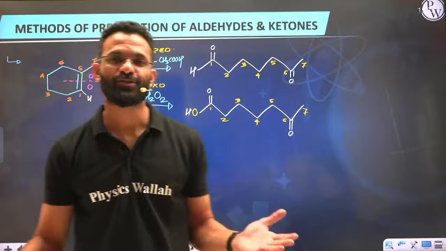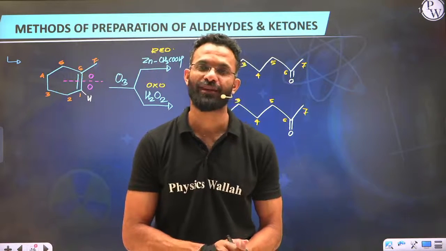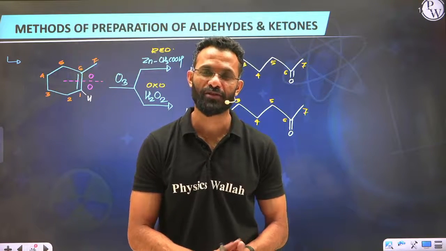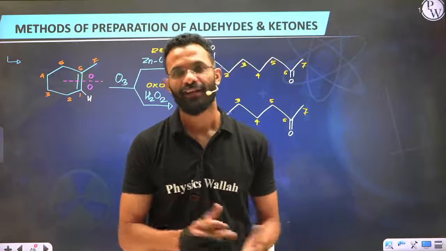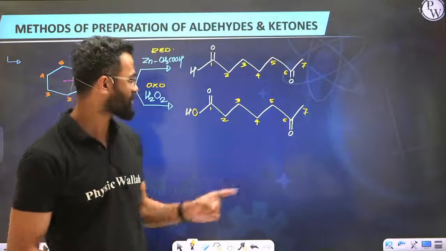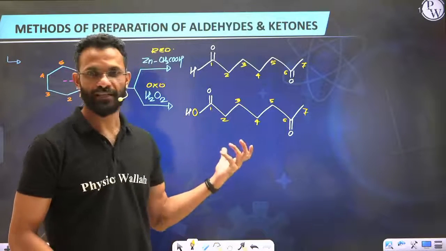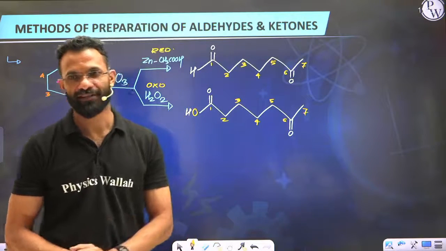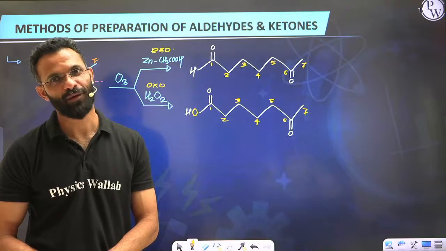So guys, that was all about the ozonolysis of alkene, which also helps for the formation of aldehydes and ketones. In fact, the same reaction can also be considered as one of the methods of preparation of carboxylic acid, provided conditions are oxidative. Right, everyone?